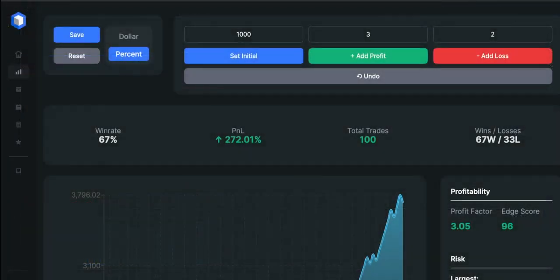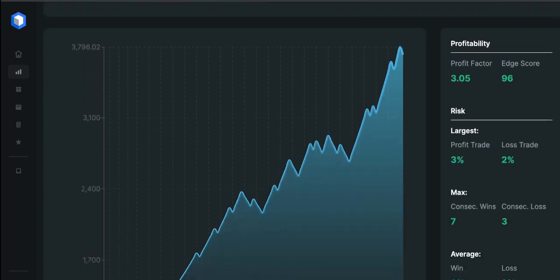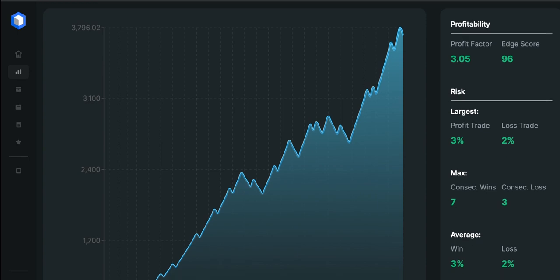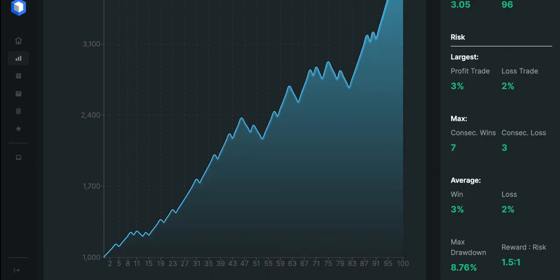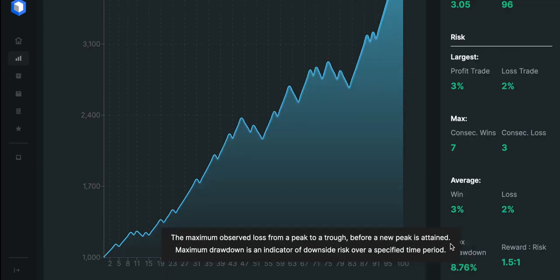So the backtesting is finished, and as we can see, the results are pretty good. The win rate for the strategy is 67%, and we increased our account size by 272.01%. The profit factor is 3.05, and we had 7 consecutive wins against 3 consecutive losses. And the maximum drawdown we had was 8.76%.